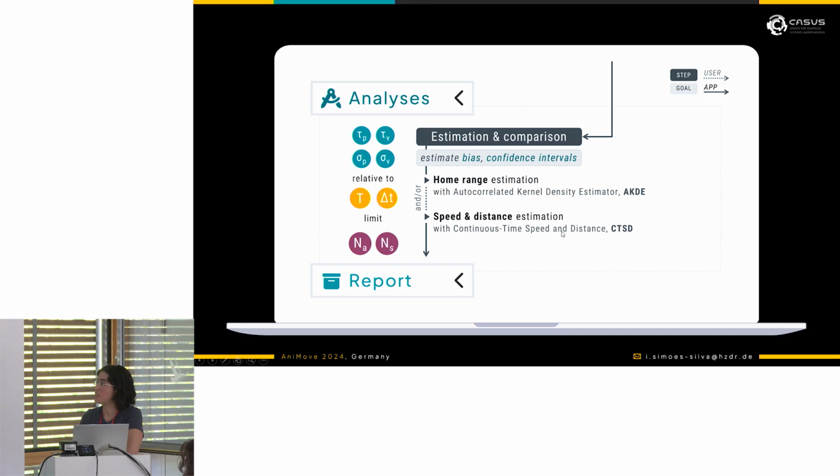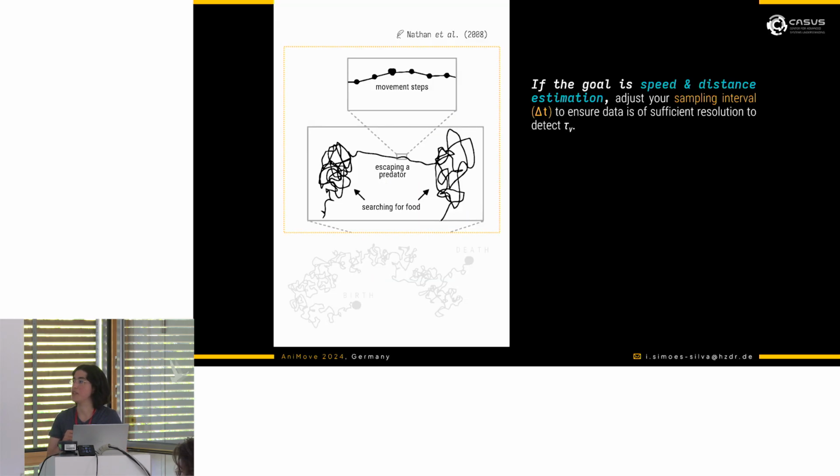And from that, it gives you essentially an estimate of either home range estimation with the KDEs, or speed and distance with this continuous time speed and distance, which we didn't really cover. But again, if people are interested, we can talk more about it afterwards, to actually estimate the speed and distance with, again, all the underlying continuous time movement modeling. And then in the end, it gives you a report of how it will look for that particular combination of sampling duration and sampling interval, and what you can expect from that sort of data.